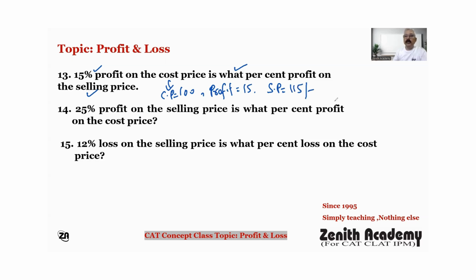So what percent profit on the selling price? So answer is 15 upon 115 into 100. Keep these kinds of small calculations in mind.